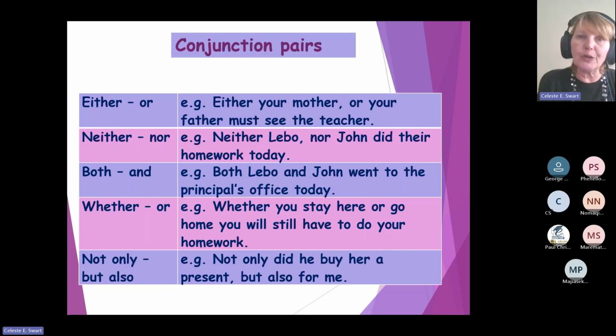Now, we can go further with this and we can look at how the correct concords are used to make sure that we do not commit concord errors. But that will be for another day. Neither Lebo nor John did their homework today. Both and, they're usually used together. Both Lebo and John went to the principal's office today.